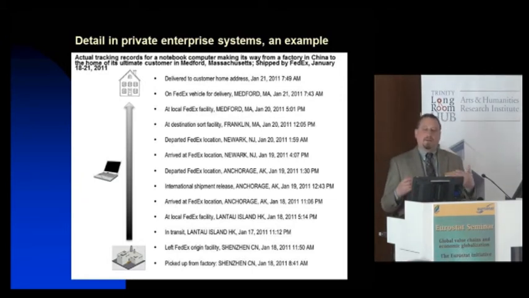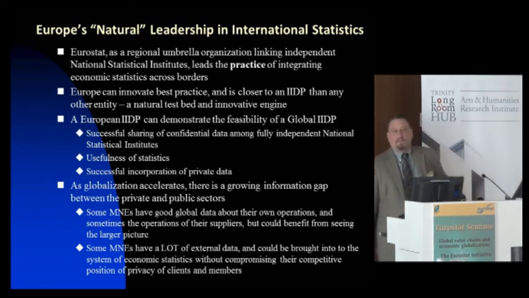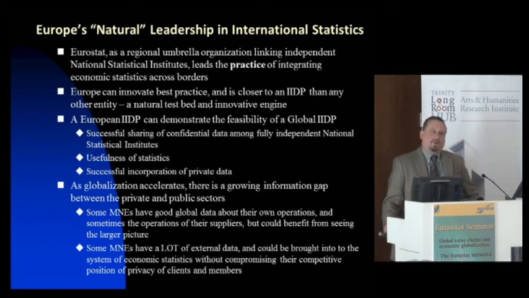So I think that Europe has a natural leadership position to solve some of these problems. First of all, because it has Eurostat as an umbrella organization. And I think that Europe can be an innovator here. I think a European IDP can show others how this works and also convince them to join if it's successful. There really is a growing information gap between what's in the statistical agencies and what's in the big companies. And that really puts policymakers at a huge disadvantage in terms of negotiating regulations and just collecting taxes, honestly. So there has to be a way.